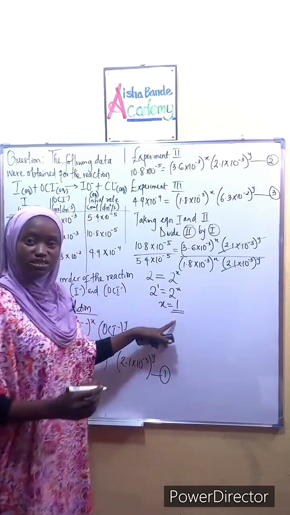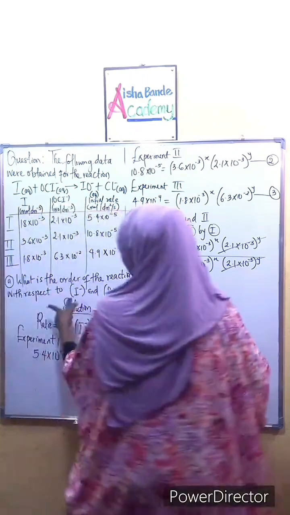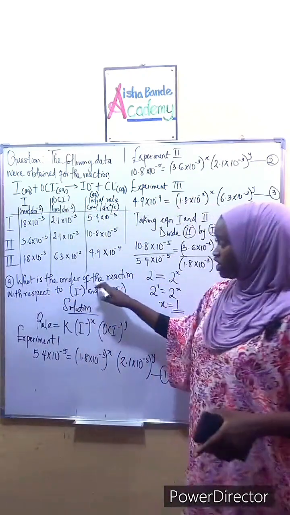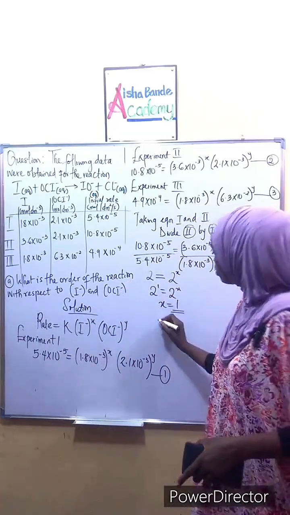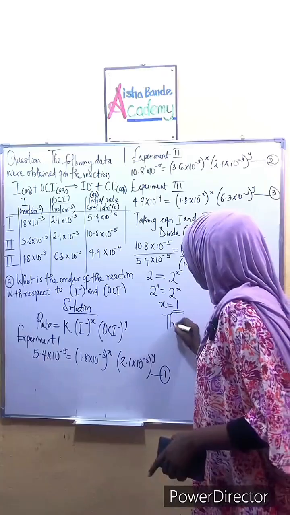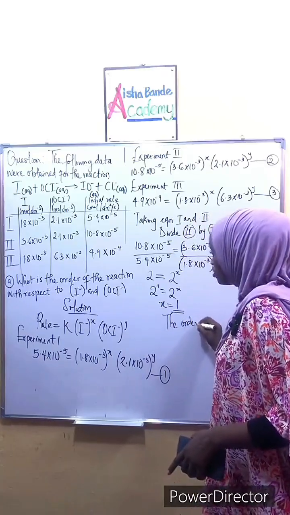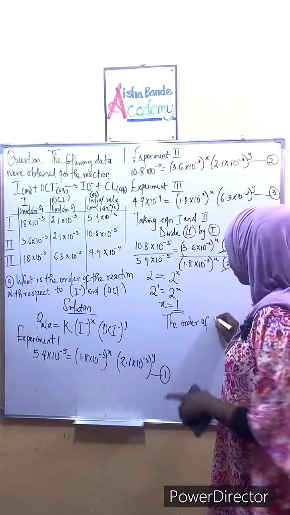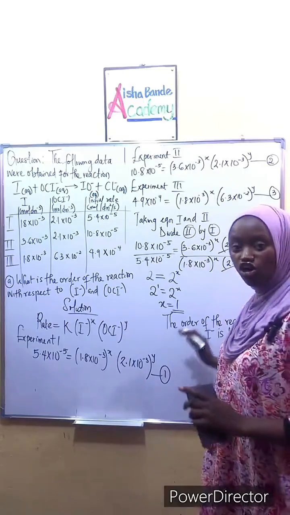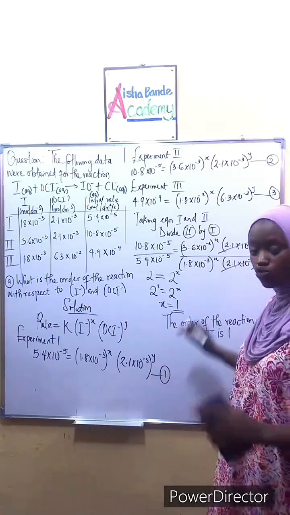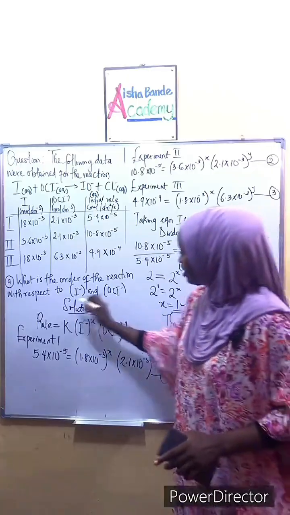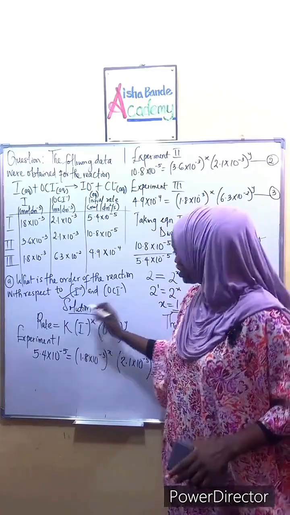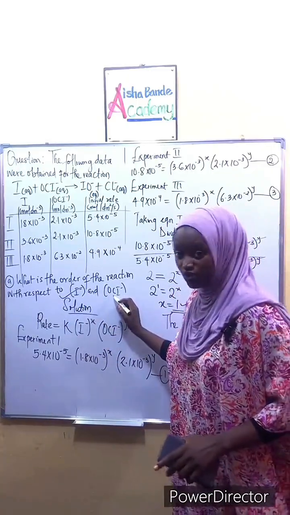So what this means, looking from the question, is that the order of the reaction with respect to I minus, this is how we write the answer: the order of the reaction with respect to I minus is 1. Okay, so we've answered the first question here. So we have to look for the other one here, right?